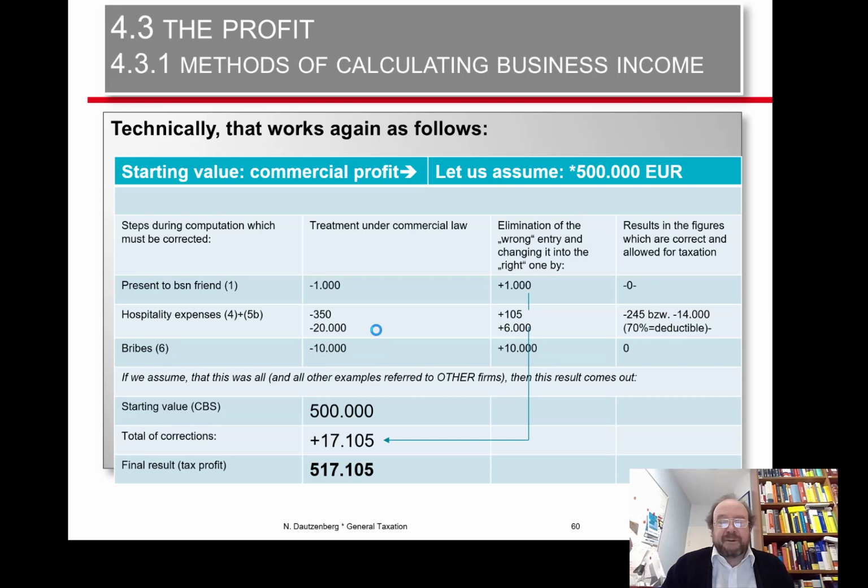So when we look to the commercial profit, 500,000, how many changes have to be made? In our example, 17,105, and so the tax profit ends up with 517,105. Congratulations, you survived.